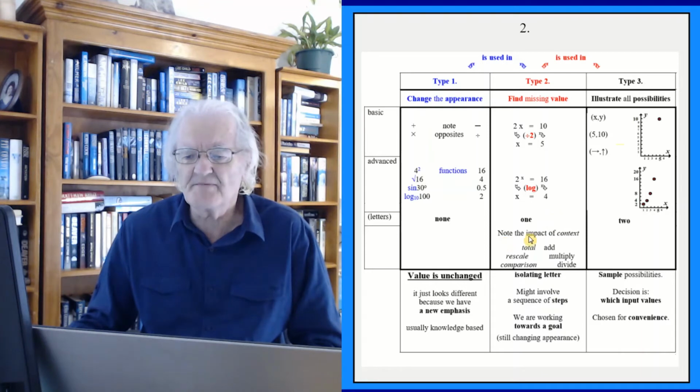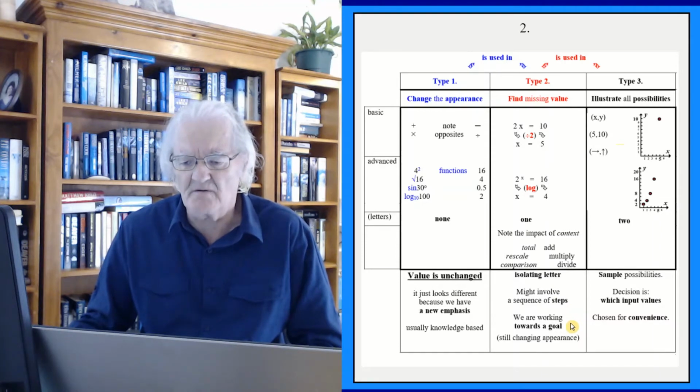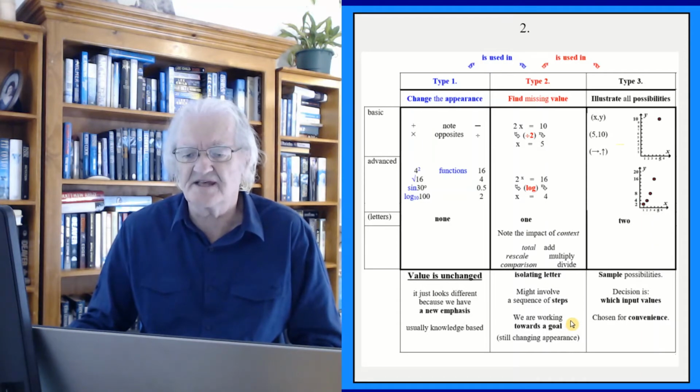Here we have the impact of a context. So we can say something has a total based on addition, something is being rescaled based on multiplication, or something is being compared to something else based on division. In all cases, in order to find the missing value, we isolate the letter in a series of steps which have a natural sequence, and we are working towards a goal at all times. That goal is getting the symbol representing the unknown by itself.